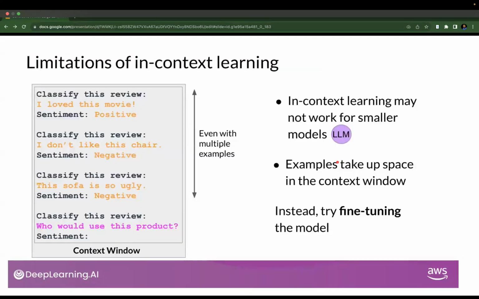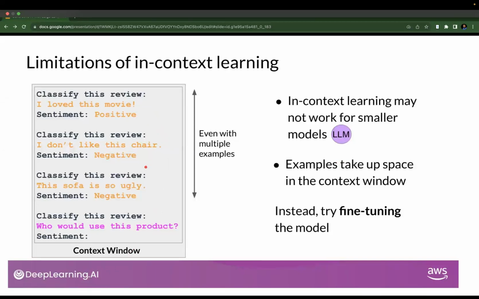Now, let's move towards fine tuning. We have seen some examples of in-context learning. Like if you want to classify a review, you can give some examples and then you can ask your final question. And this is your context window.